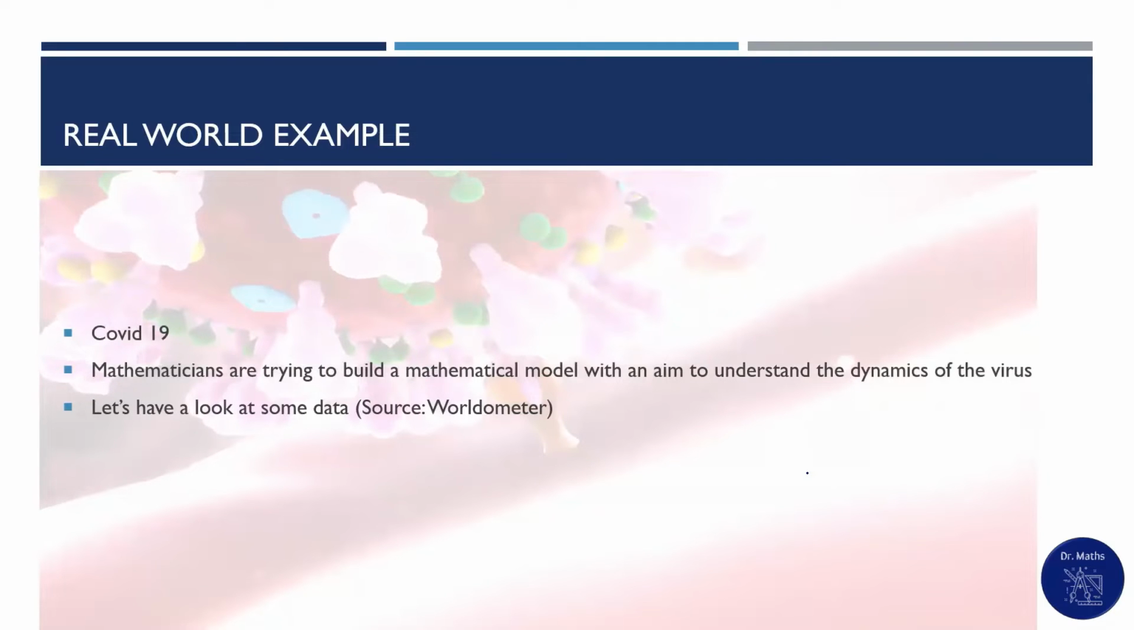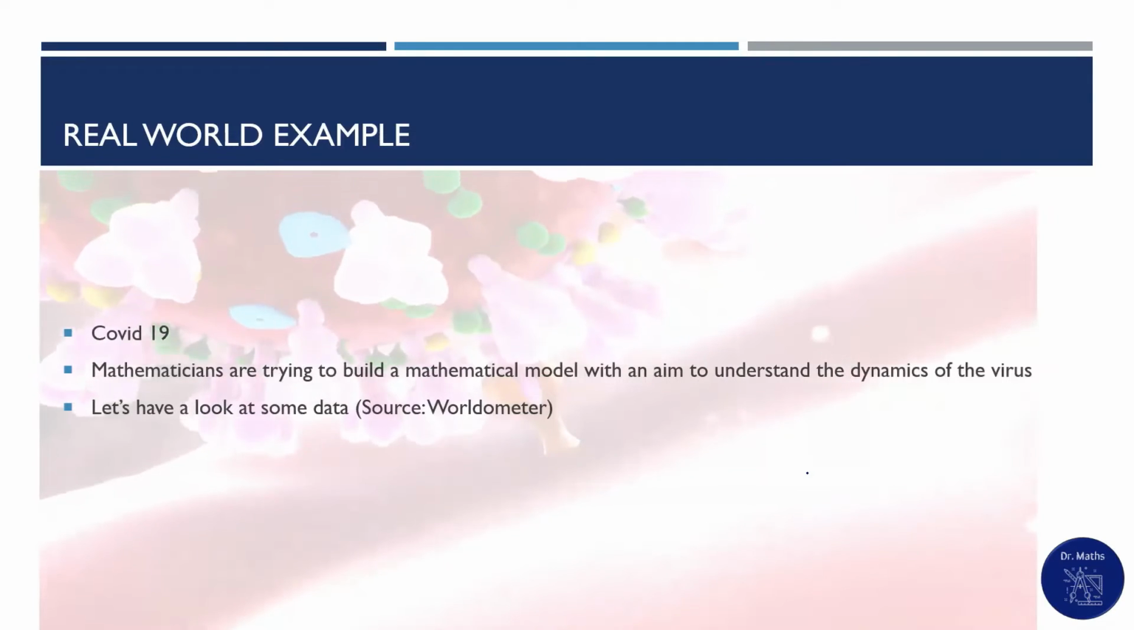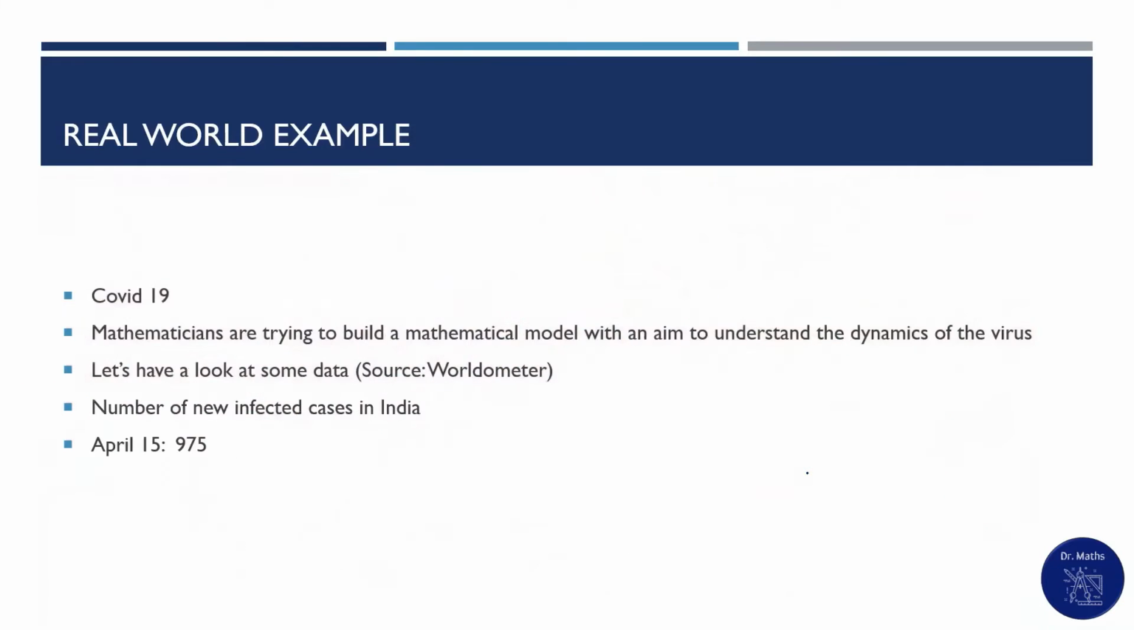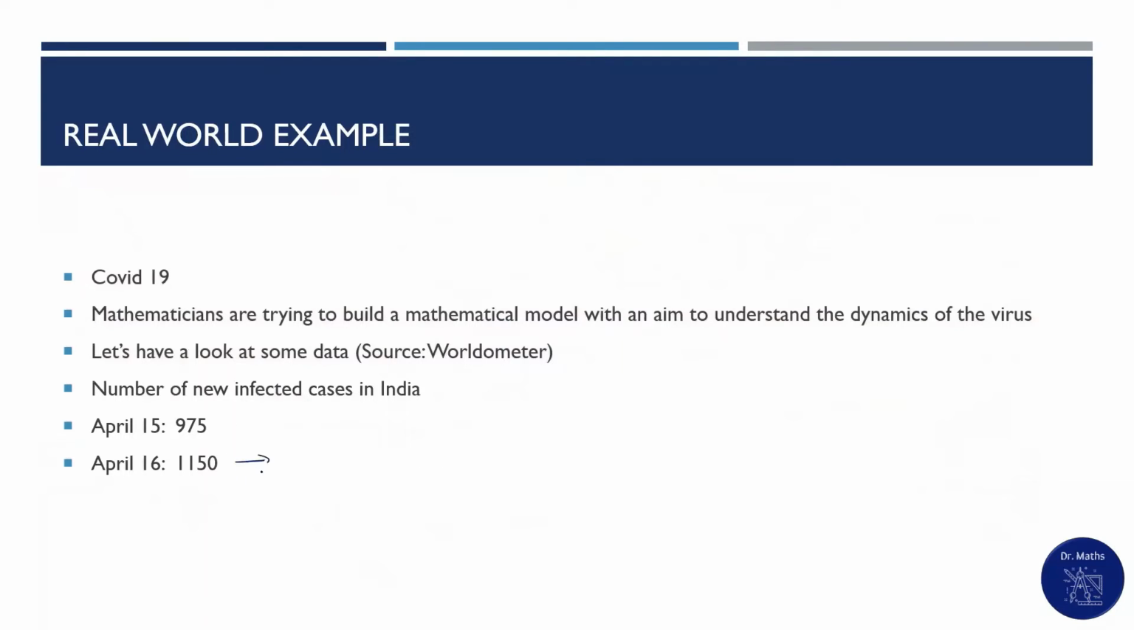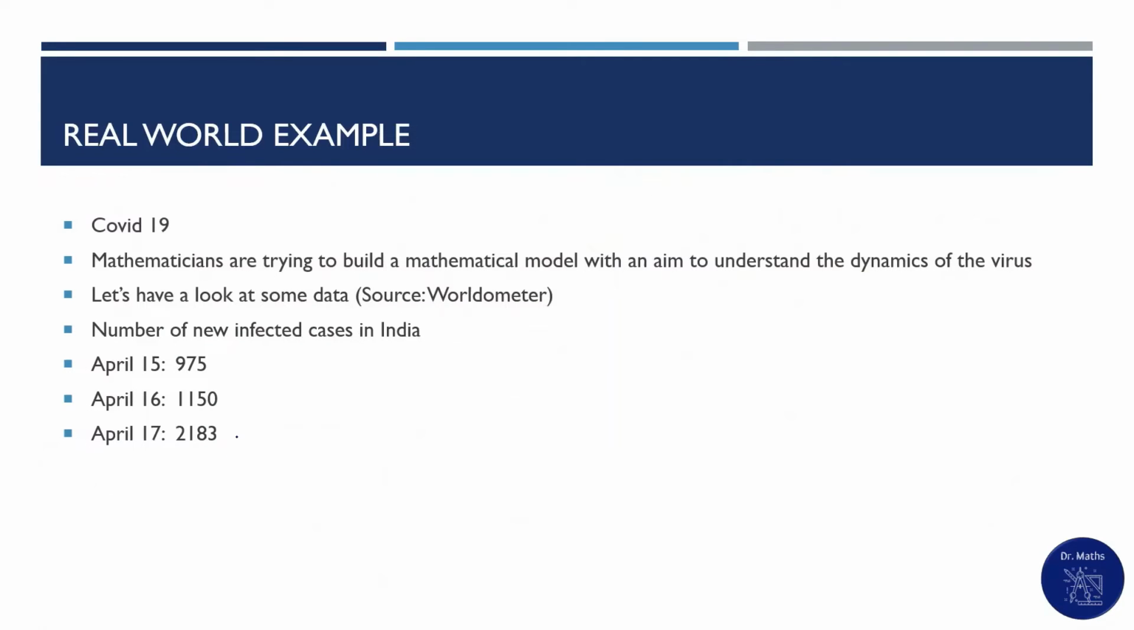So let's have a look at some data. This data has been collected from the website of Worldometers. Let's talk about the number of newly infected cases in India in 2022. On April 15, the number of newly infected cases in India was 975. On April 16, 1150. On April 17, 2183. So I have presented here three different numbers of infected cases in India on three different dates. Can you see the trend?